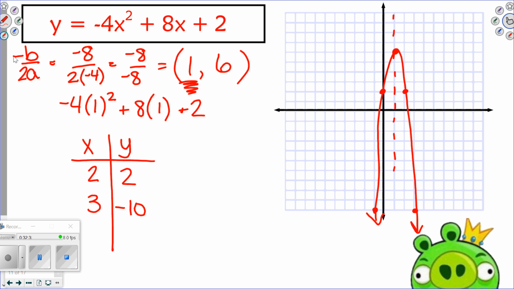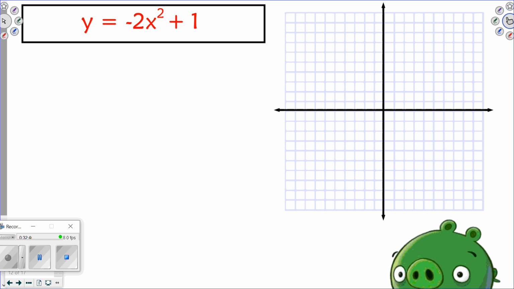And we have a beautiful graph. There's our parabola. All right, here we go, guys. Back to the math. So y equals negative 2x squared plus 1. I want you to graph. What's the first thing we do?